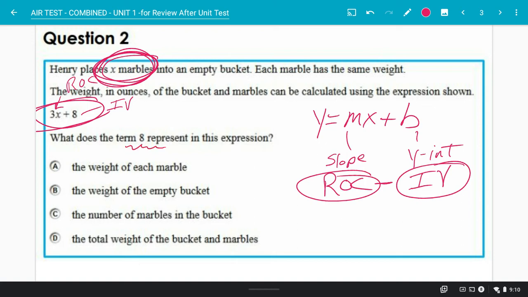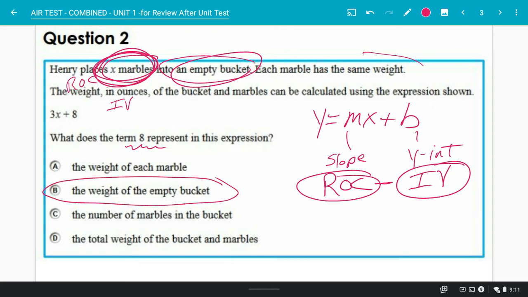What does the term 8 represent? What is my initial value of 8? What does this 8 mean? Yes, sir, Mr. Burns. The weight of the empty bucket. The weight of the empty bucket. Do you see how that is? What's the initial value? What did we start with? Before I had any marbles, I had an empty bucket, right? And I'm going to place those marbles in the empty bucket. So it's 3 ounces for every marble plus whatever the bucket weighed. By a show of hands, and please be honest, how many got that one right? Good. Good.